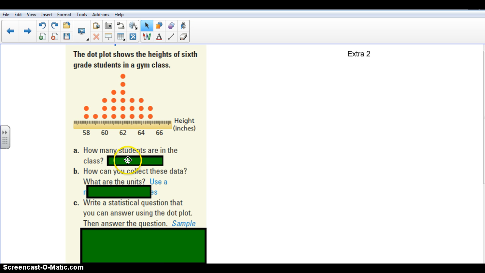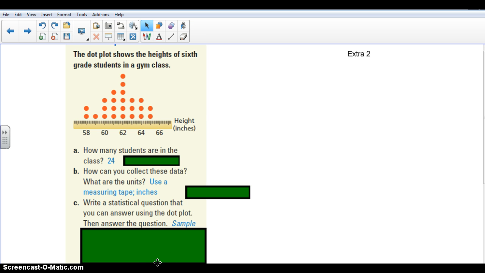Okay, so the first one is how many students are in the class, and there are 24. Gathering that information from how many dots are actually on your dot plot. How can you collect these data and what are the units? You can use a measuring tape, and as we said before, you could use a yardstick. Either way, your unit is inches. Don't forget that.